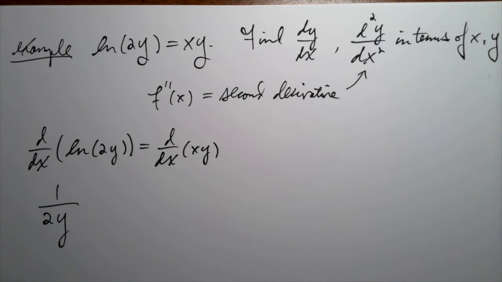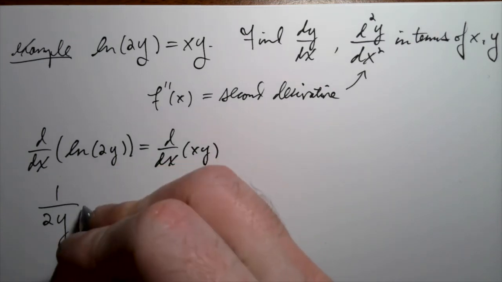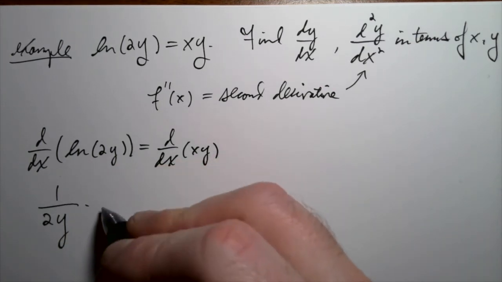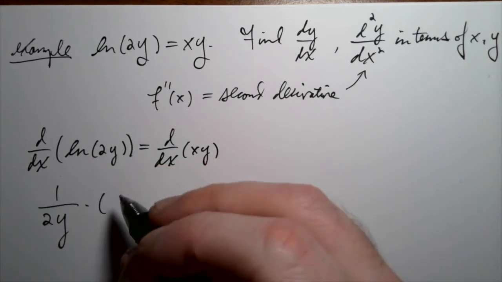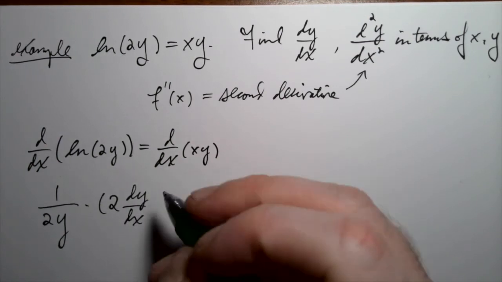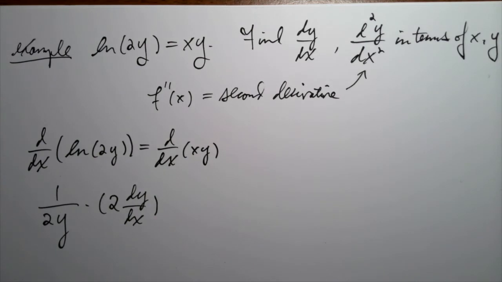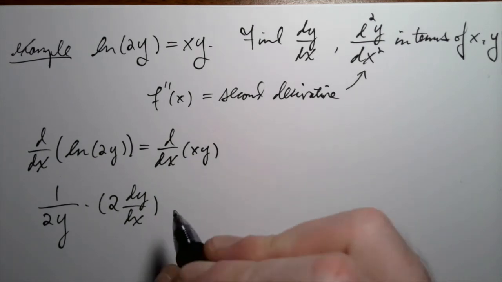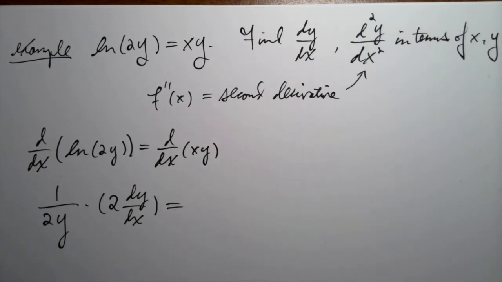So if we think of that entry as some new variable like u, the derivative of the natural log will just be 1 over u. Next we need to multiply by the derivative of 2y, the inside function. Well, that's 2 times the derivative of y. The derivative of y is not just 1, but it's dy dx. Remember, y depends on x, and we need to find its derivative with respect to x. So that was the chain rule right here.